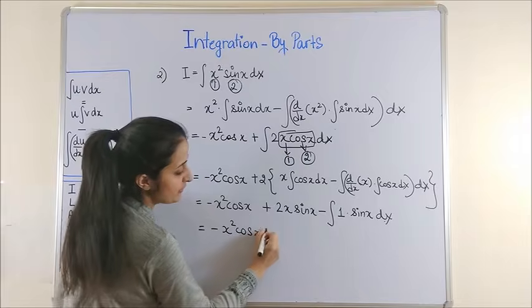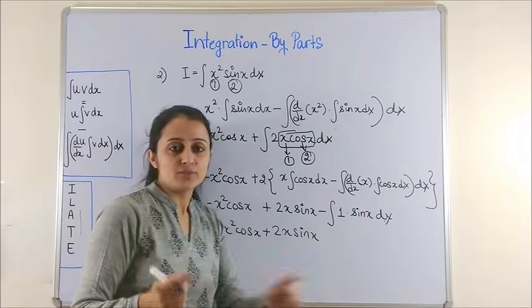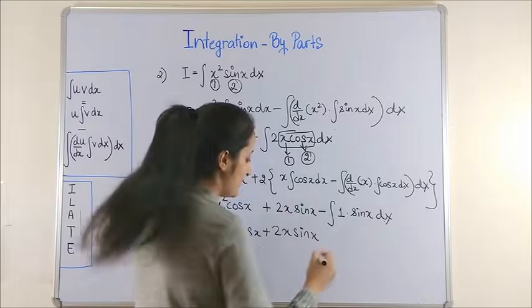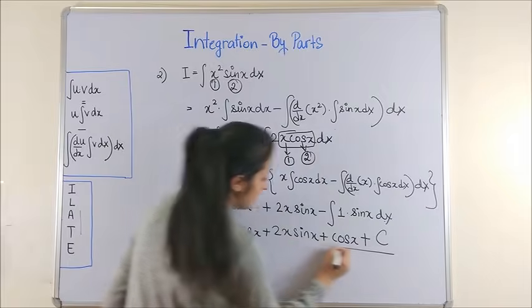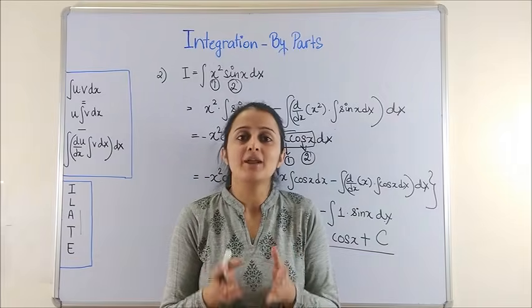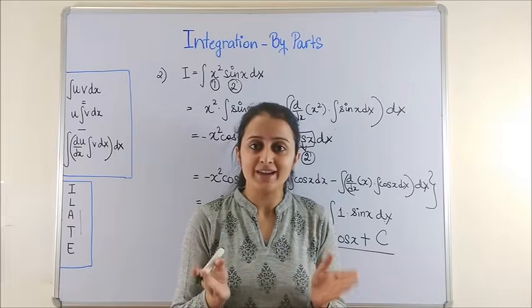After just copying the first two terms, integral of sin x once more is minus cos x, so this gives us plus cos x, and we add c in the end. Please note you can apply by parts multiple times in the question, but then it should end somewhere.